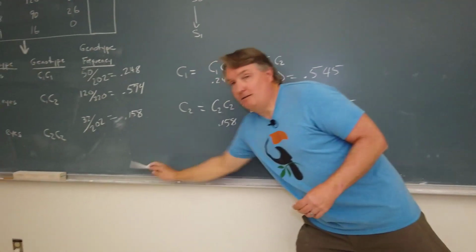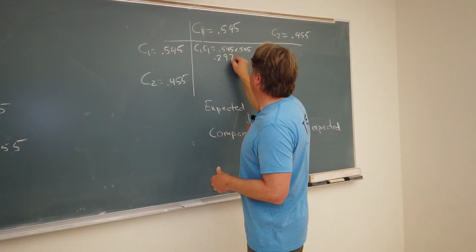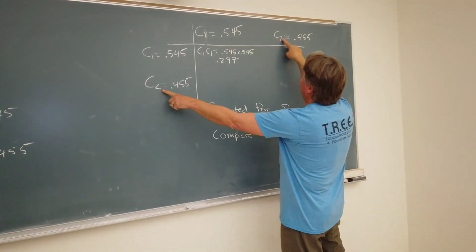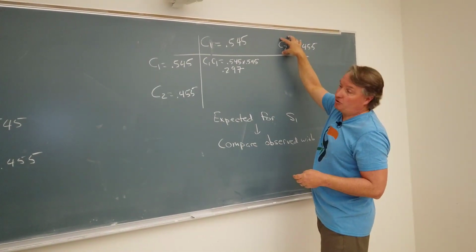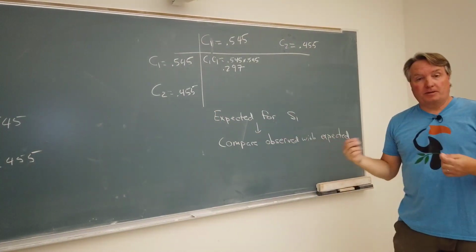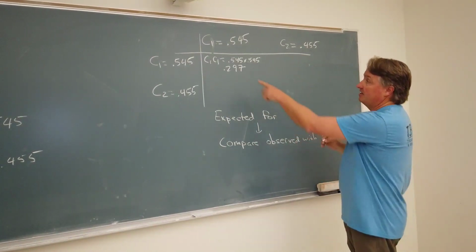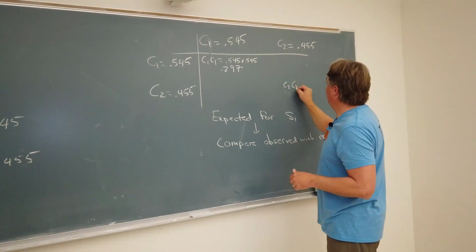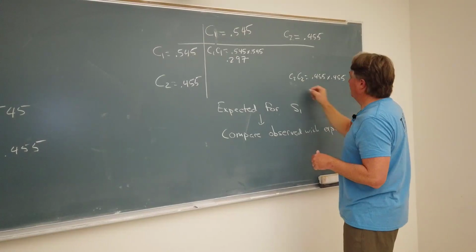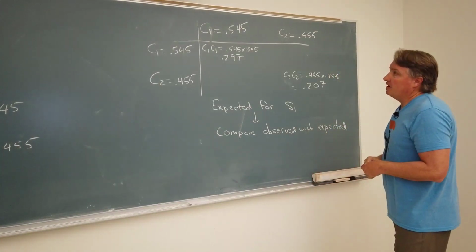And that answer is going to be 0.297. So we would do the same thing for the C2 homozygotes. Say the males are going to contribute C2, the females in the population are also going to contribute C2. What's the probability that sperm and egg carrying those alleles are going to come together given the alleles are occurring at these proportions? Same idea there. C2 is going to be 0.455 times 0.455. And that's going to give you a value of 0.207.